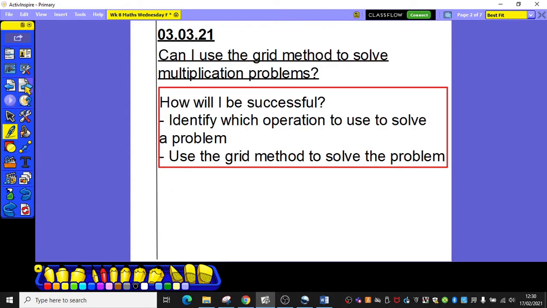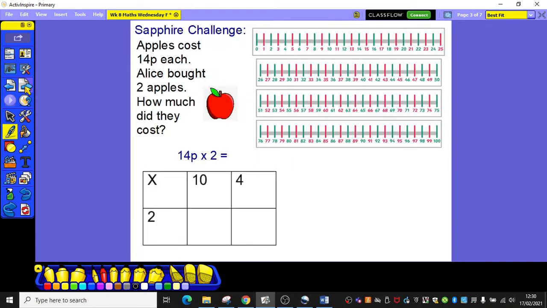So today is all about identifying which operation to use to solve a problem, and then most importantly, if the problem is a multiplication, then we're going to be using the grid method. So let's have a very quick look at the Sapphire challenge for everybody.